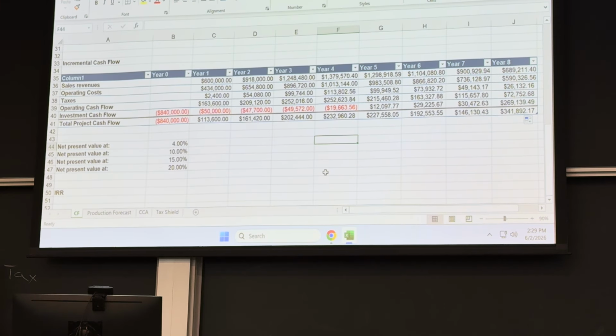Okay, everything looks good on my end. Now we're ready to calculate net present value. So to do net present value, you click on the button, net present value. Now you have to put in a discount rate.